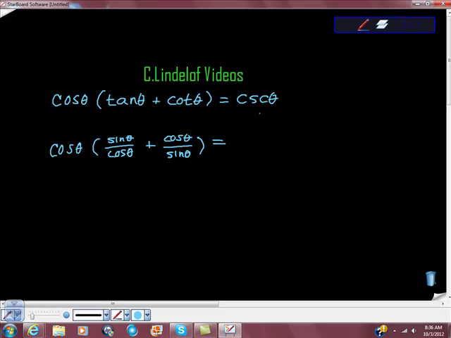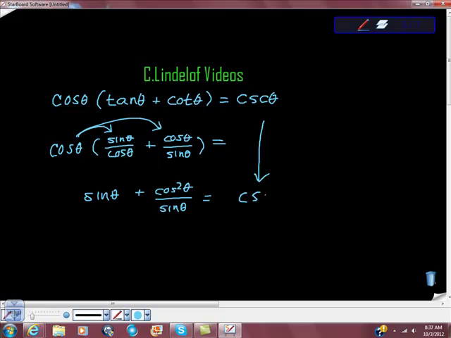I'm not going to rewrite this, I know that it comes along. Then I'm going to go ahead and multiply this out. Cosine times this is just sine theta. I'm distributing here and here. Cosine times cosine is cosine squared theta over sine theta. I'm going to bring this down so I don't forget it. This gets really easy in just a second, but it looks bad for a second.